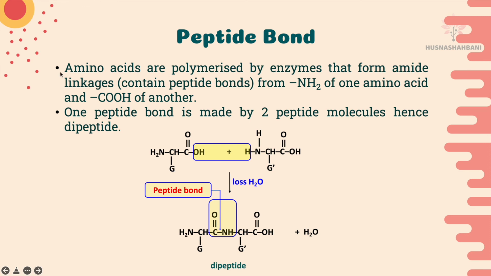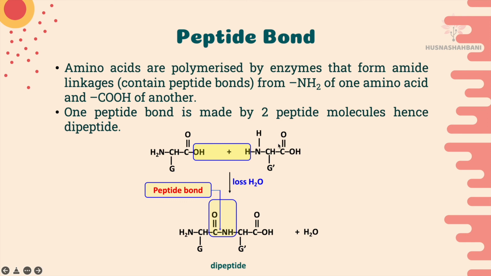Peptide bond. Amino acids are polymerized by enzymes that form amide linkages, which contain peptide bonds. From the NH2 of one amino acid, and the COOH part of another amino acid, a peptide bond can be formed there. One peptide bond is made from two amino acid molecules, hence it is called a dipeptide. So here, one amino acid molecule, another one amino acid molecule.